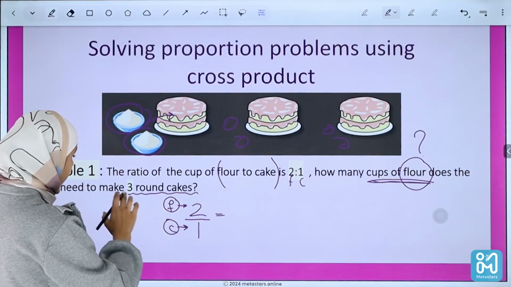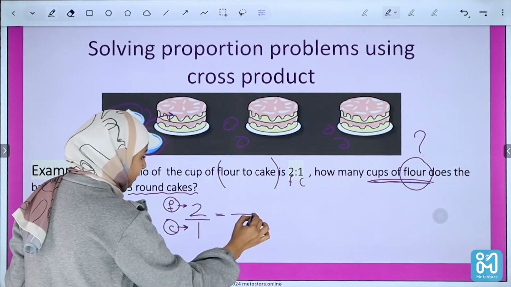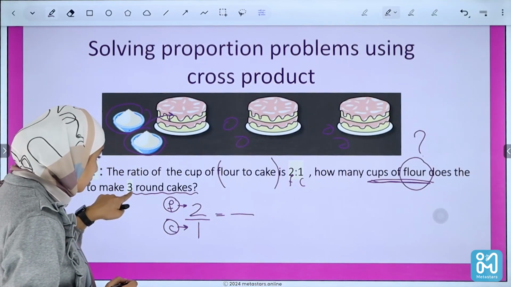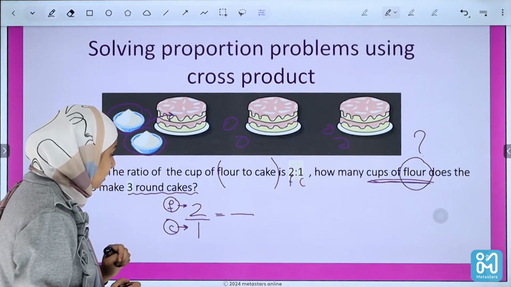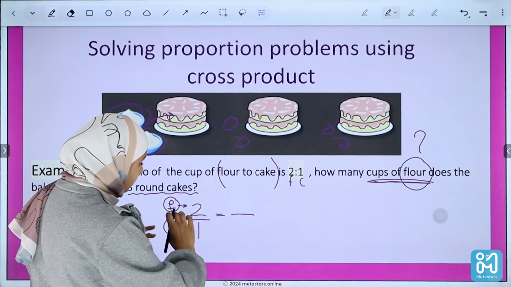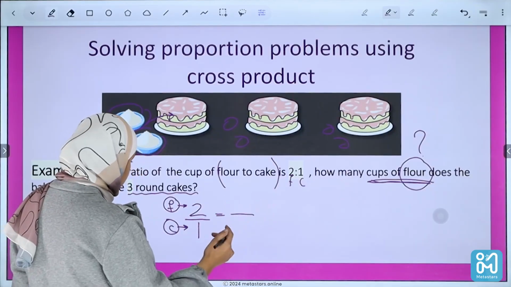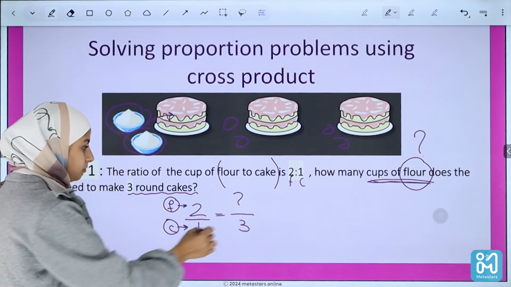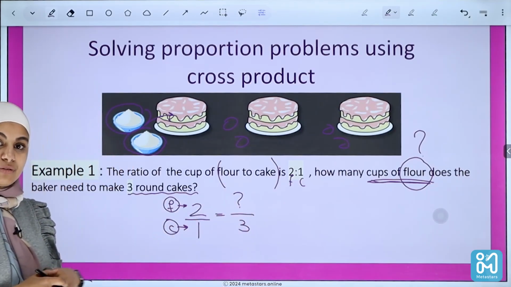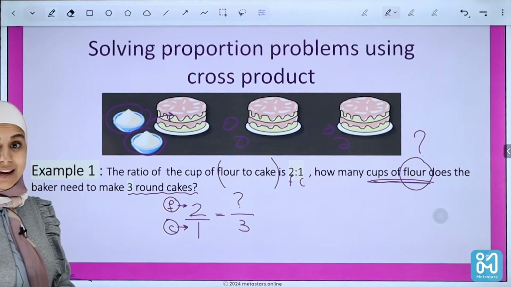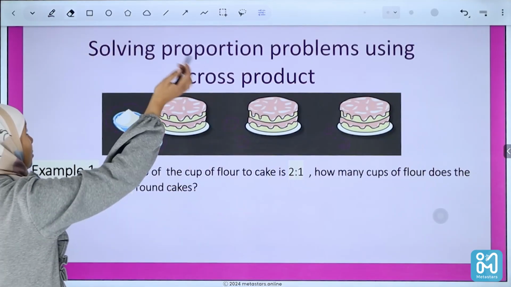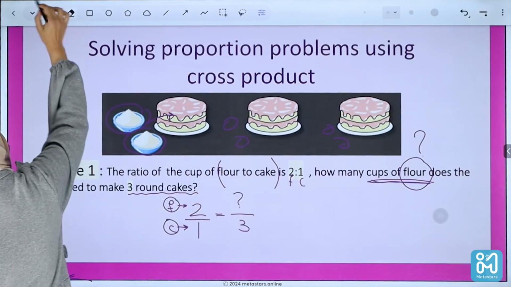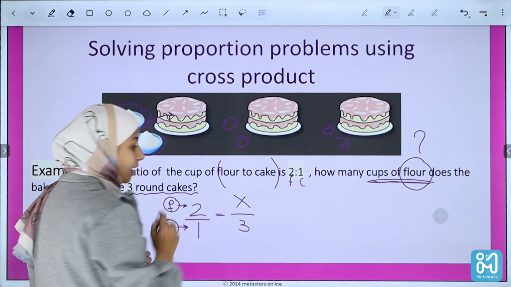Equals. They want to make how many cakes? 3. So you know that the denominator part is talking about the cakes. So I just put them in the same position. So 3 round cakes. How many cups of flour do I need to make these 3 cakes? Because it's an unknown, I can replace the question mark with an X because you already learned algebra.